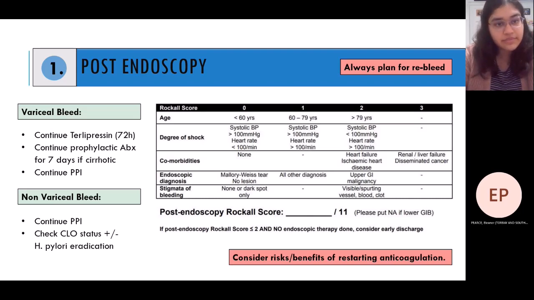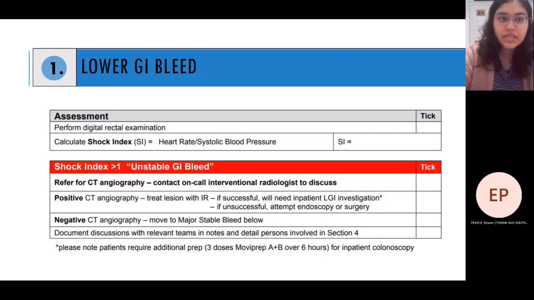So for a variceal bleed, if it's a confirmed one, you would continue terlipressin and continue antibiotics, because it's probably caused by liver cirrhosis. And then for non-variceal bleeds, you want to make sure you check the CLO status, or the CLO test that they would have done on endoscopy to identify H. pylori, and then start them on the appropriate treatment for that.